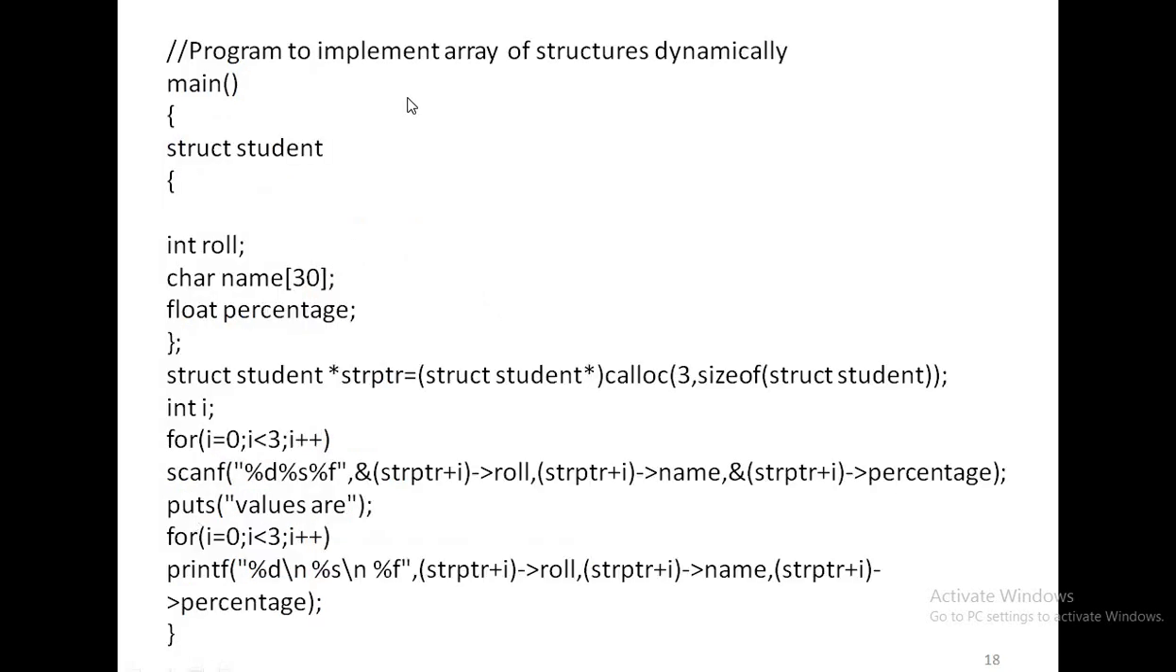Array of structures dynamically. Implement an array of structures dynamically. Structure student: roll number, name, percentage. This is a pointer to structure. So the calloc function has been used for three structure variables of students. So 3 into sizeof structure student, and then a loop has been initiated for struct strptr plus i. All these values are being entered using the arrow operator, because this is a pointer to structure. Then they are printed as they are.